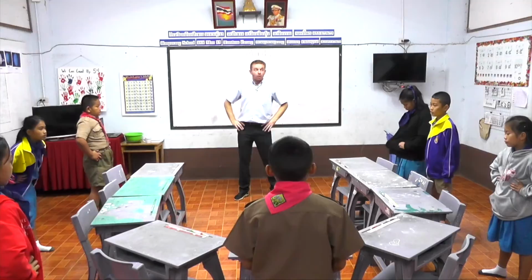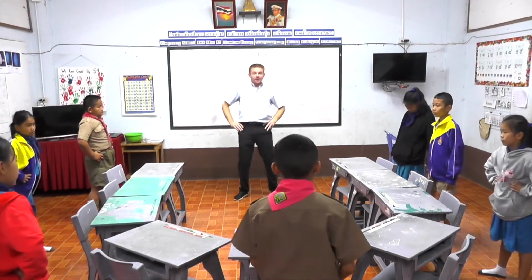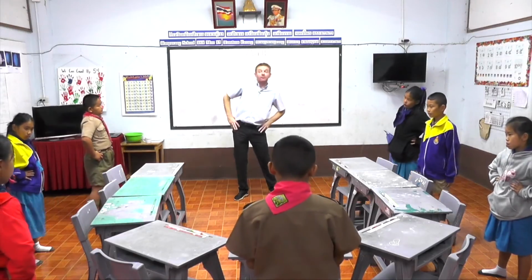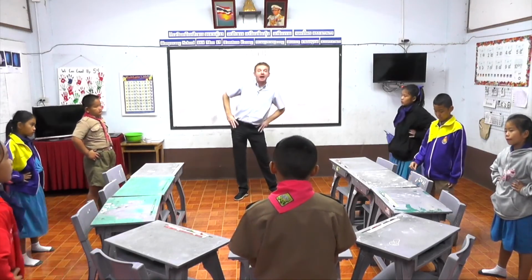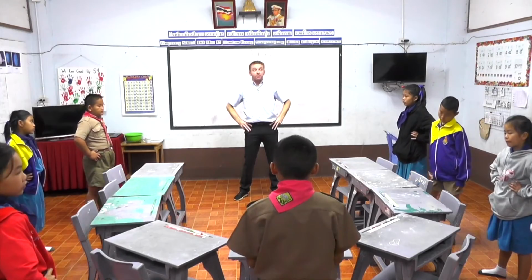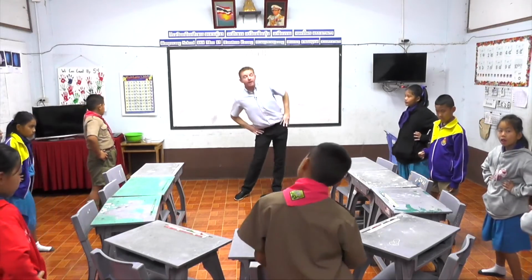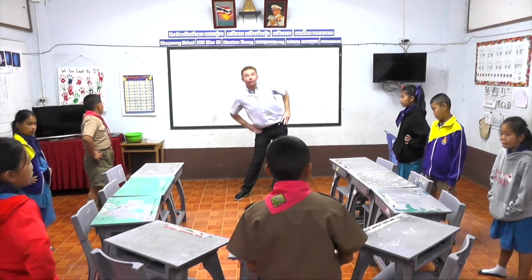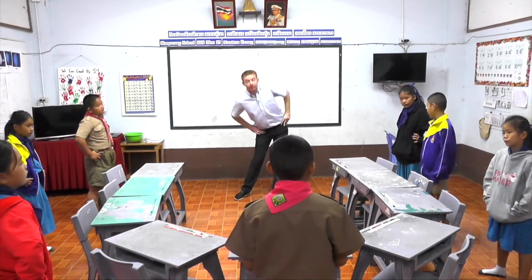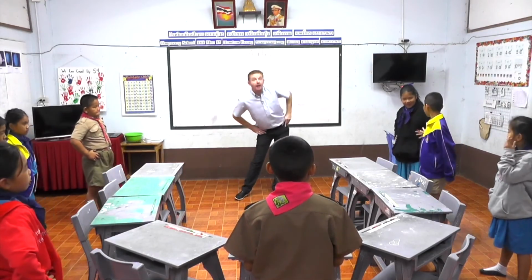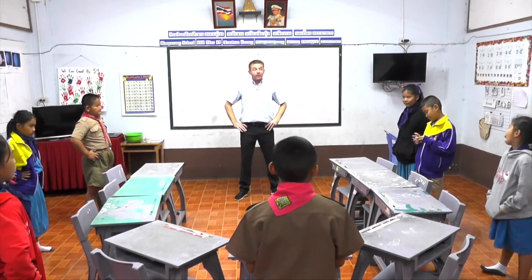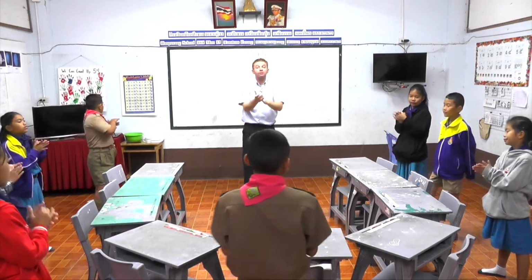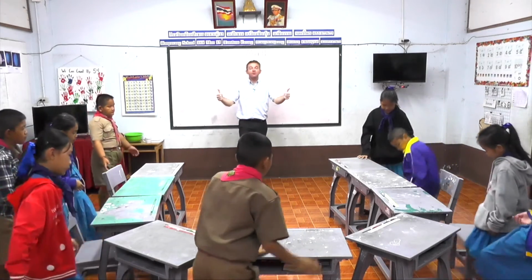And now we can go round and round. And stop. And then can we go back the other way? Round and round the other way. And stop. Okay, guys, and to finish, we will do 5 claps. 1, 2, 3, 4, 5. Very good, have a seat.